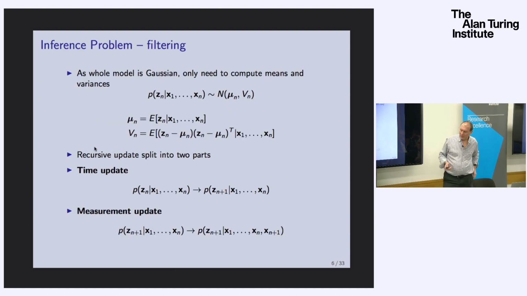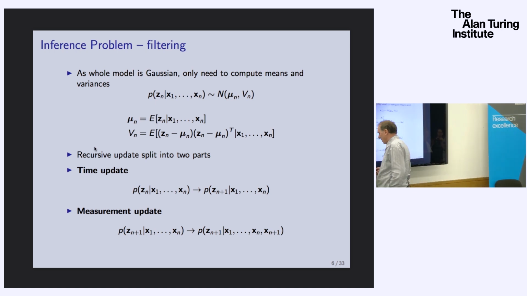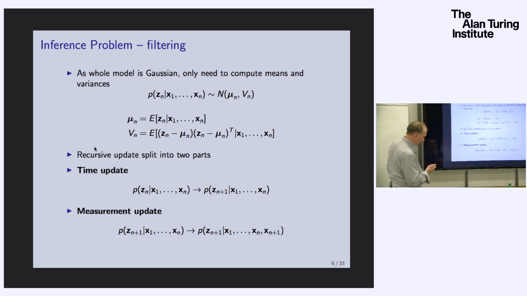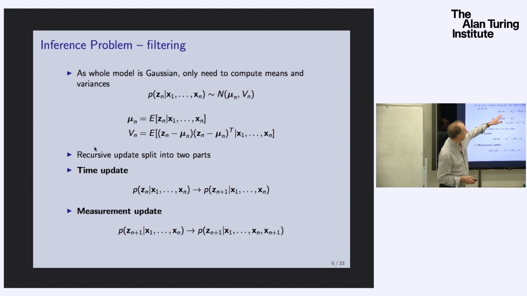So let's see a bit more detail. We might be interested in defining, at time n, we've observed the sequence x1 up to x n, and we have this latent z n, and that will be Gaussian with some mean mu n and some covariance V n. And that's just the definitions of those means and covariances. And then there's a recursive update for these things. So there's a time update.